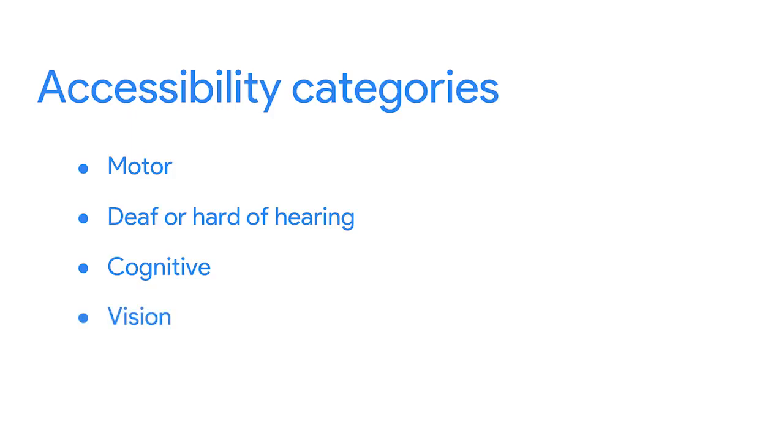What are some of the groups of people we're considering when we think about accessibility? In academia and the tech industry, we tend to think about accessibility in 4 big categories: people with motor disabilities, people who are deaf or hard of hearing, people with cognitive disabilities like developmental, learning, or intellectual disabilities, and people with vision disabilities. It's also important to keep in mind that some people have concurrent disabilities, where, for example, a motor or cognitive disability can contribute to challenges with speech.